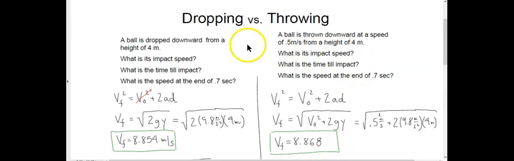Unfortunately, because I have chosen such a small starting height, it's very hard to see the extra speed that it had, but you can see it: 8.854 compared to 8.868. If I had let this fall, say, from a 100-meter building, and I threw this down from a 100-meter building, then you would really see a significant difference.